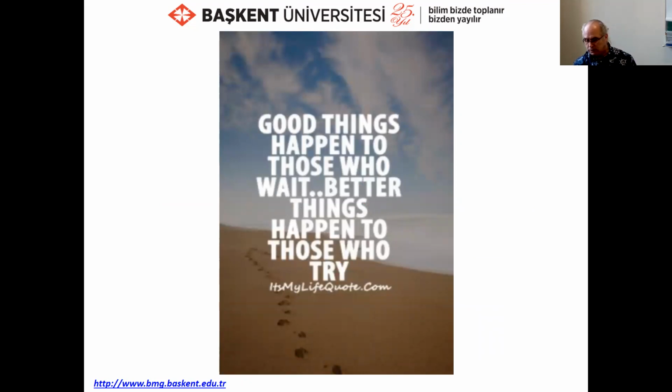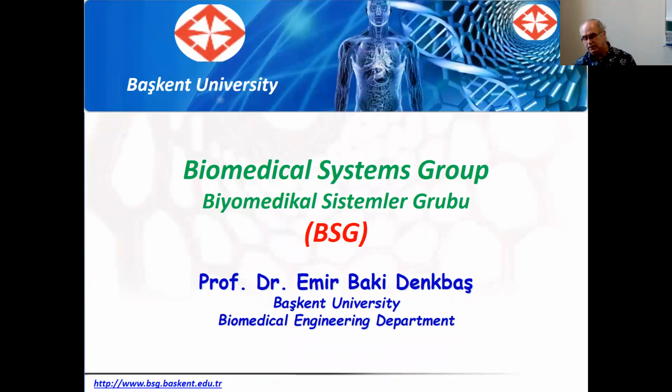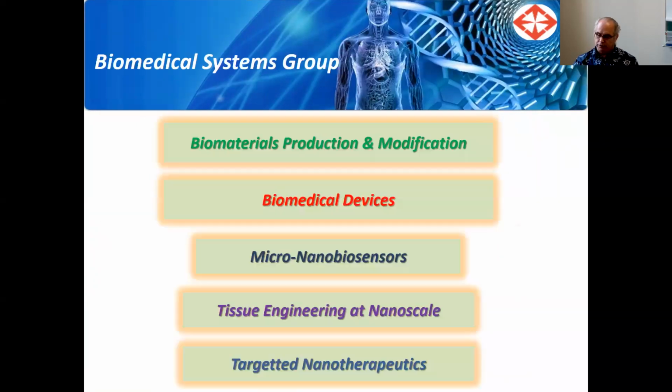Up to now, we believed that good things happen to those who wait, but better things happen to those who try. We are trying. And after this slide, I will try to give some explanations, some representations belonging to my research group. My research group is divided into 5 sub-chapters: biomaterials production and modification, biomedical devices, micro and nanobiosensors, tissue engineering at nanoscale, and finally the targeted nanotherapeutics, including cancer nanotechnology.